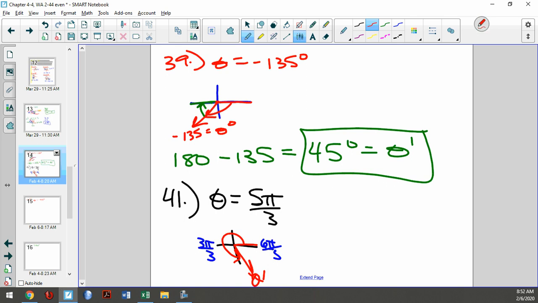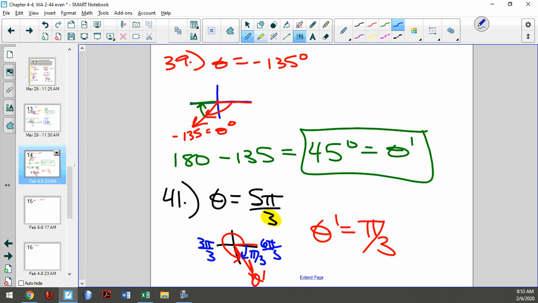The reason why I don't have to do math is because my denominator is 3, so therefore my reference angle, which is theta prime, is going to be pi over 3. And that is going to be right here. Why? Because the denominator is a 3. If the denominator was a 4, what would my reference angle be? Pi over 4. If my denominator was a 6, what would my reference angle be? Pi over 6. Do we all understand that when it's in radian mode? So that is how you're going to do 37 through 44.